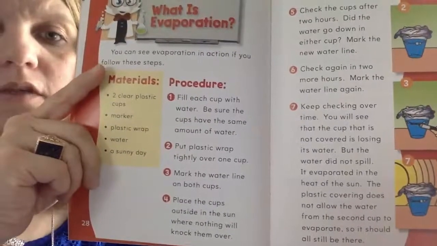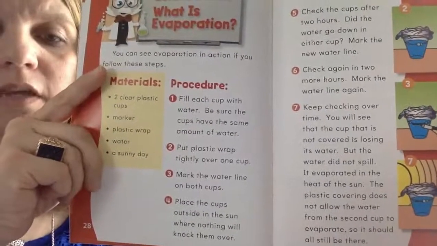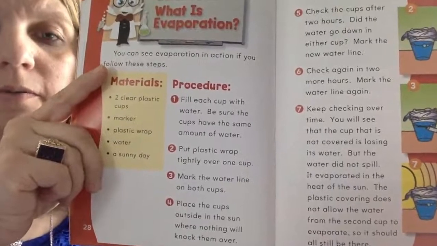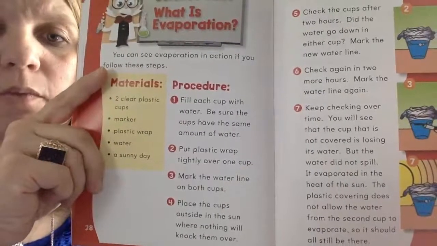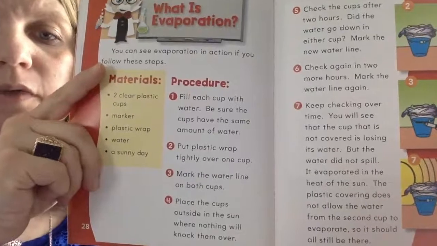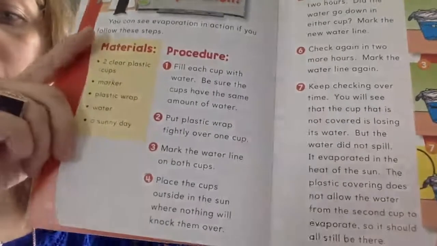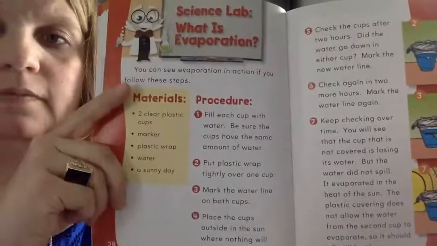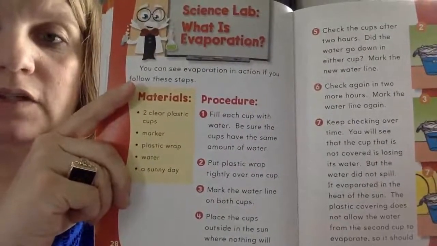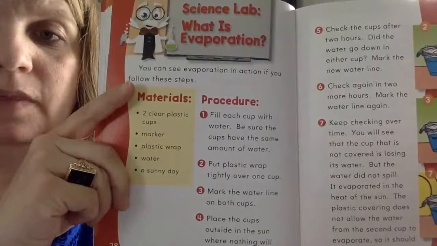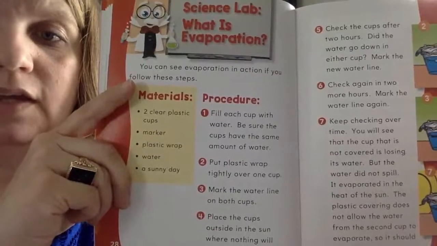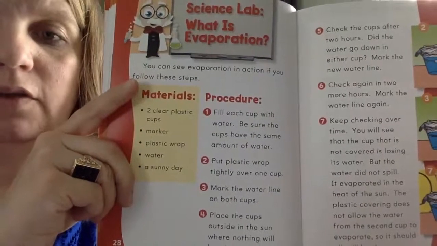Okay, so it says fill each cup with water. Be sure the cups have the same amount of water in them. Put plastic wrap over one cup and mark the water line on both cups. Place the cups outside in the sun where nothing will knock them over. Check the cups after 2 hours. Did the water go down in either cup? Mark a new line. Check again in 2 more hours. Mark the water line again.